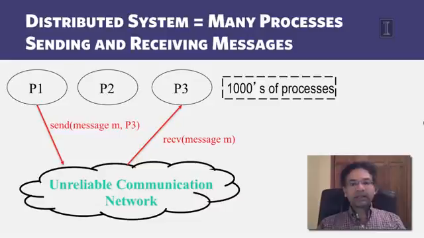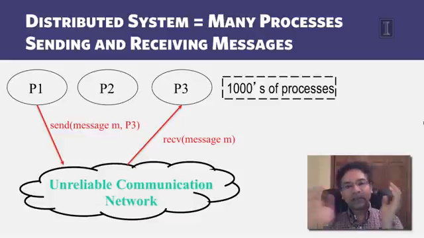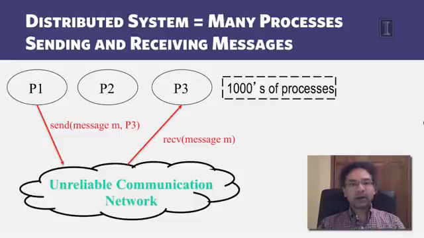Okay, so this is essentially what we see as a distributed system. Multiple processes communicating by sending and receiving messages from each other. When you think of the distributed system for working purposes for this course, that's really all you need to think about. Processes sending and receiving messages amongst one another.